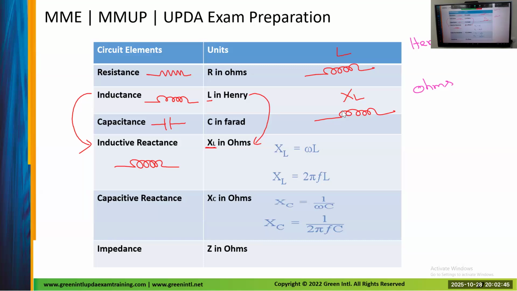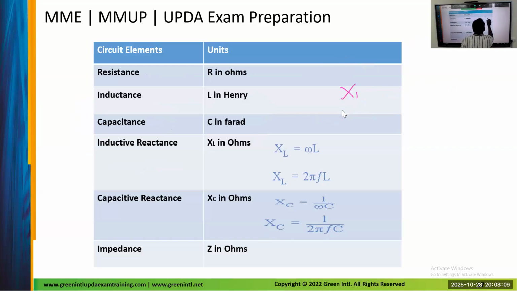So inductance L becomes inductive reactance XL. L becomes XL means there is some equation, so we need to convert. What is the formula for XL? XL is equal to omega L. Inductance multiplied with omega is called inductive reactance. So XL is equal to omega L. What is omega? The formula for omega is 2 pi f. So we may write XL is equal to 2 pi f L. Okay? Clear?